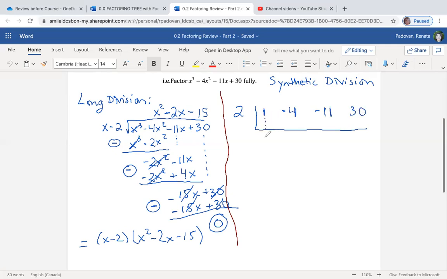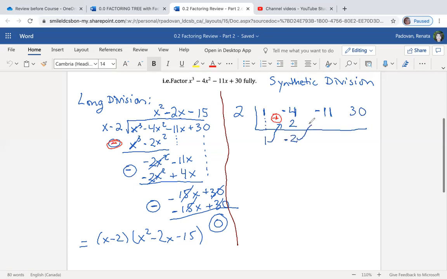And what you do is you bring the number 1 down, and when you cross over this line, you multiply by your outside factor. So as soon as I cross over this line here, it means I'm taking 1 and multiplying it by 2, which is 2. And for synthetic, though, it's opposite: you are adding. Instead of subtracting here, you are adding every time. So -4 plus 2 is -2. So now I have -2 underneath the line.